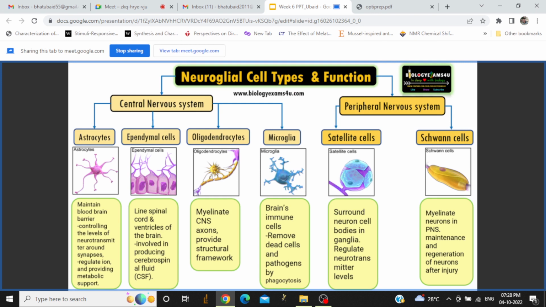So in this slide I will tell you different types of neuroglial cells, or different types of cells that are present in the nervous system. As you know, there are two components of the nervous system. One is the central nervous system, another is the peripheral nervous system. The central nervous system has cells like astrocytes, ependymal cells, oligodendrocytes and microglia. As I already said, astrocytes maintain homeostasis, they control the level of neurotransmitter, and they regulate homeostasis at every level of the nervous system. Ependymal cells line the spinal cord and ventricles of the brain. They also have a role in the production of cerebrospinal fluid, which is a cushion present in the brain.